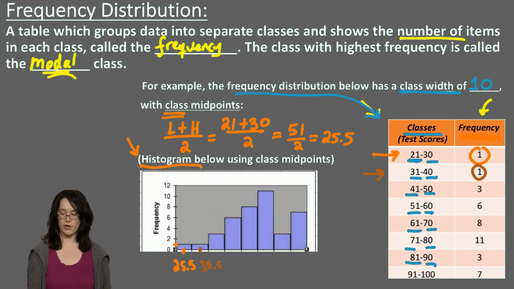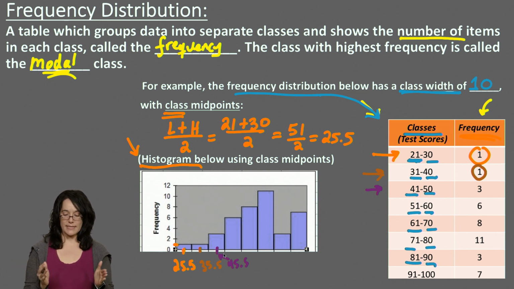Okay? But when we go to our next class, which is in this case 41 to 50, what do you think the midpoint will be? You know how to do it, right? Add the lowest plus the highest, divide by 2. So 41 plus 50 is 91.5. Dividing that by 2, what do we get? 45.5, right? So 45.5 is this midpoint here, okay?